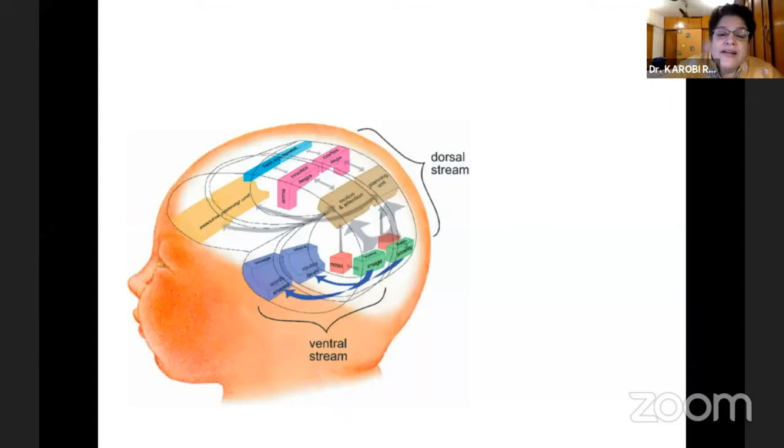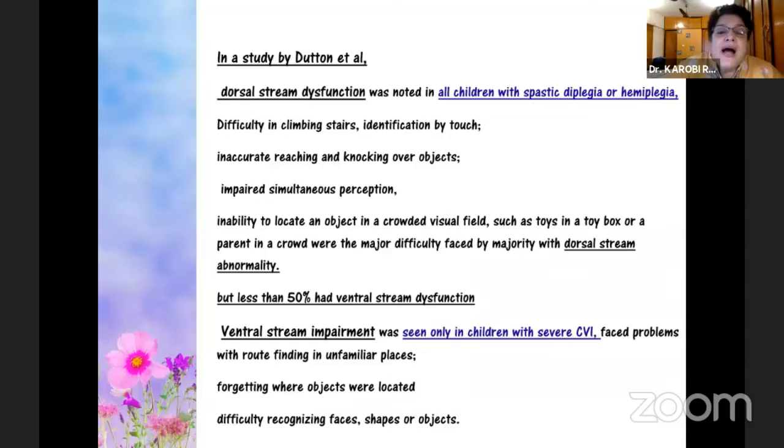And as we know, there is a dorsal stream and there is a ventral stream. Dorsal stream dysfunction is noted in children with spastic diplegia. They have problems climbing stairs. They are unable to reach accurately, they knock over objects. They have impaired simultaneous perception, and they cannot locate things in a crowded visual field. But about 50% of them have ventral stream impairments, which is seen in children with severe CVI, where they have difficulties in recognizing shapes, objects, faces. They keep forgetting where objects are placed, and they find it very difficult to find their way back if they are in an unfamiliar place.